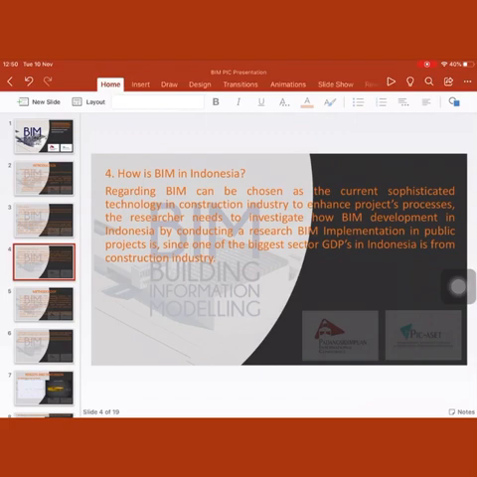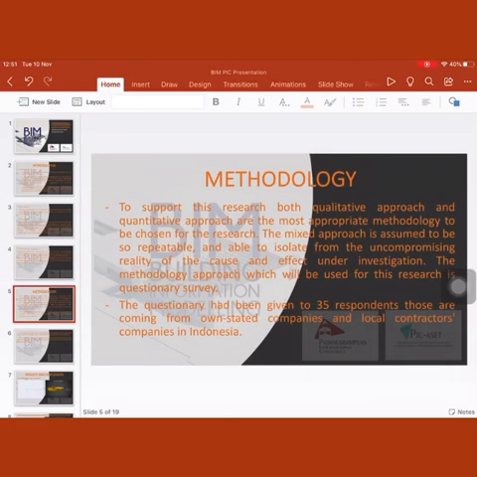But before we use BIM in Indonesia, we need to know how BIM is in Indonesia. Regarding BIM as the current sophisticated technology in the construction industry to enhance project processes, the researcher needs to investigate BIM development in Indonesia by conducting research on BIM implementation in public projects. Since one of the biggest GDP sectors in Indonesia is the construction industry, we need to decide what methodology we would like to use for this research.